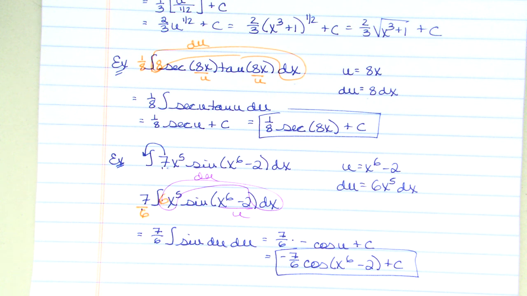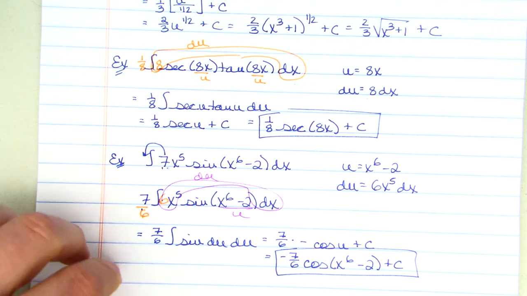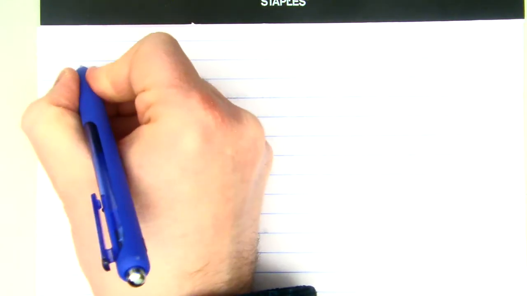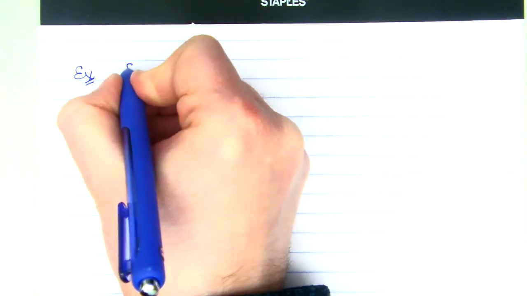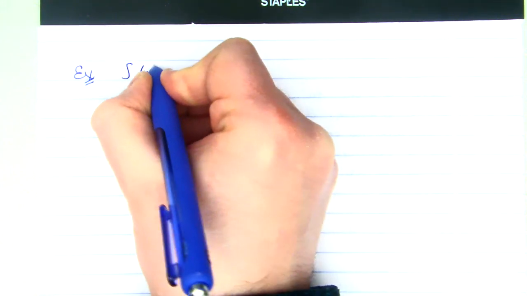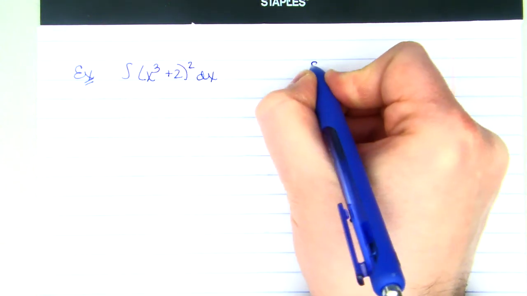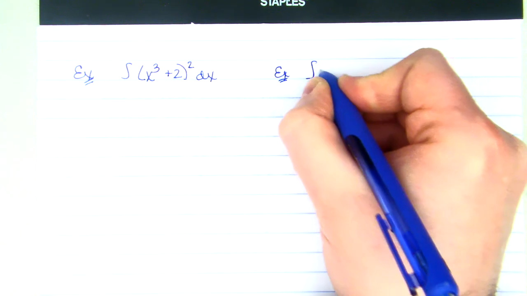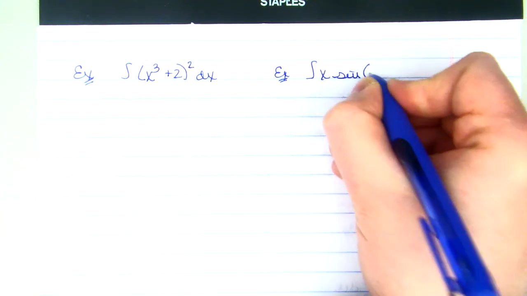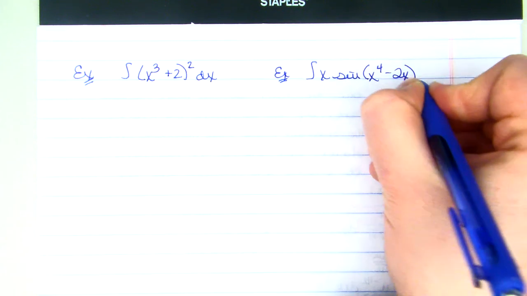There is one other thing I just want to show you very, very briefly. This rule lets us deal with a whole bunch of composition problems that we couldn't have handled before. Problem is, there are still some composition problems we can't integrate. For example, if I ask you to integrate x cubed plus 2, squared, dx, or if I ask you to integrate x times the sine of x to the 4th minus 2x dx.